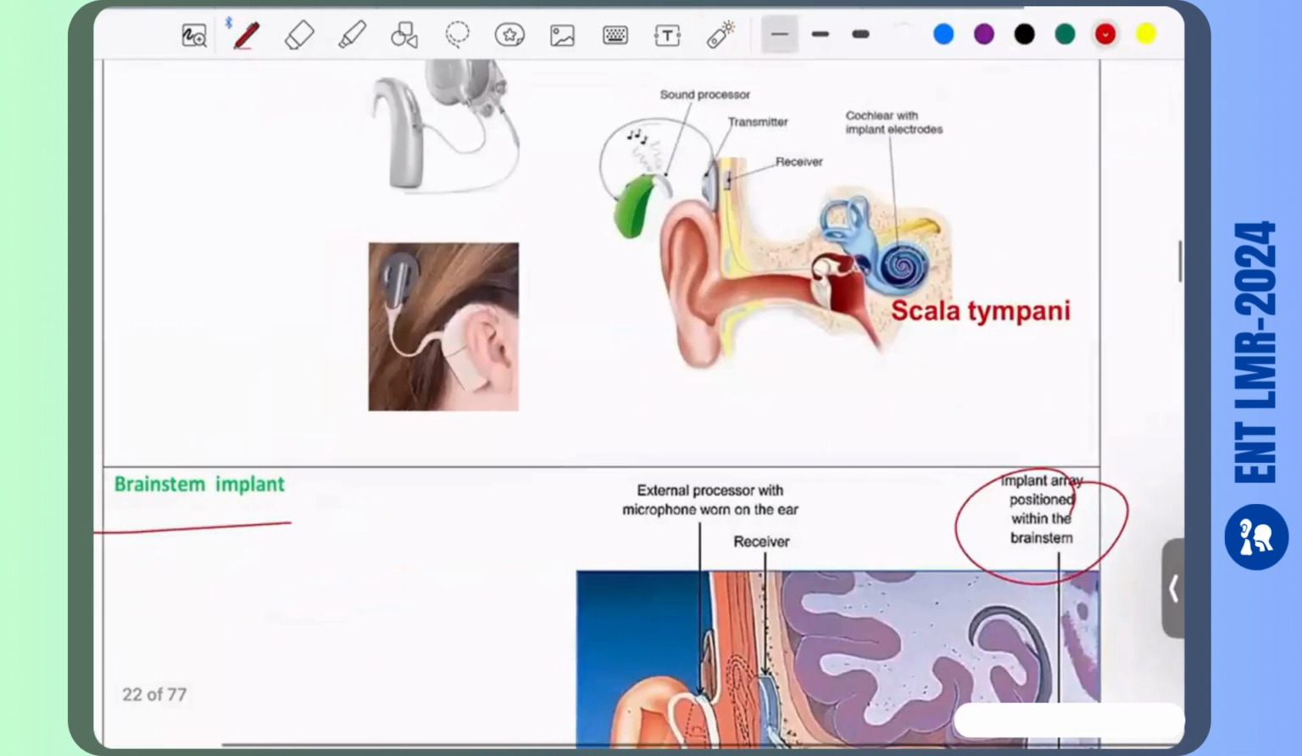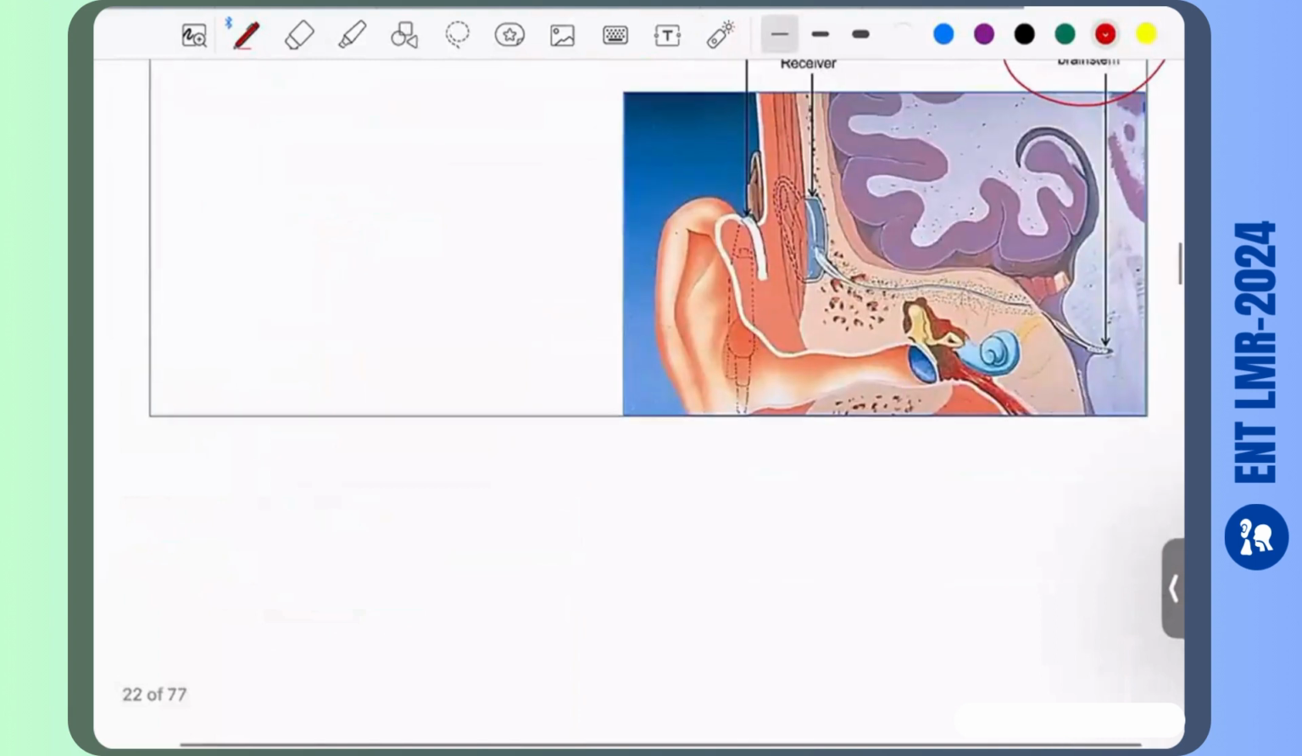So scala tympani through the round window, very, very important, cochlear implant. The brainstem implant, lateral recess of the fourth ventricle.